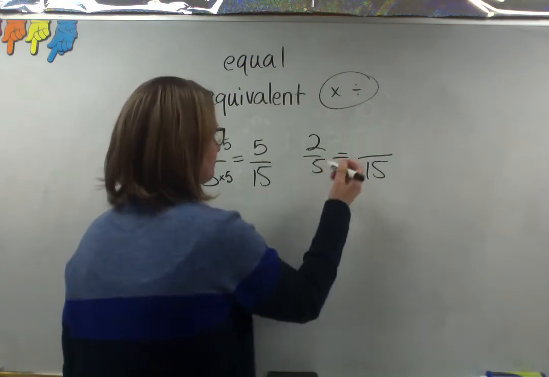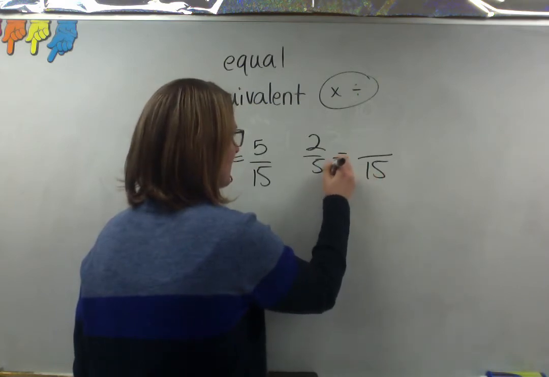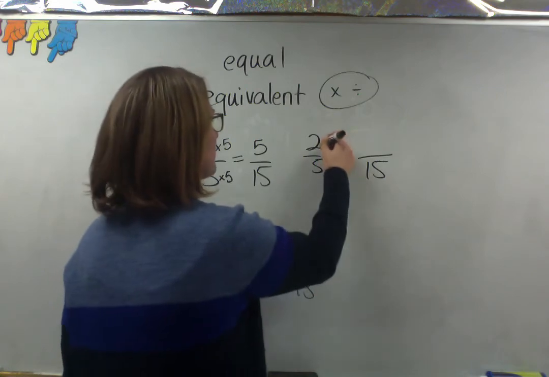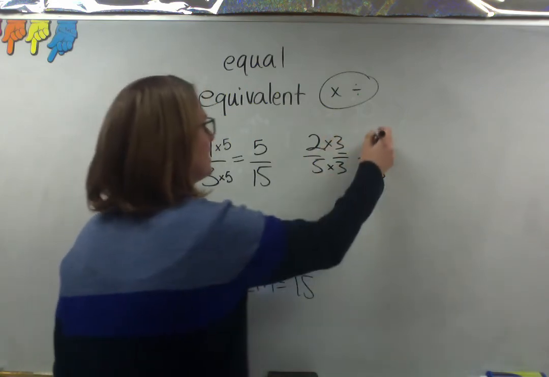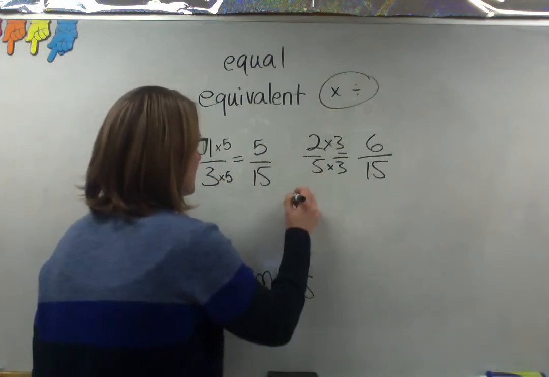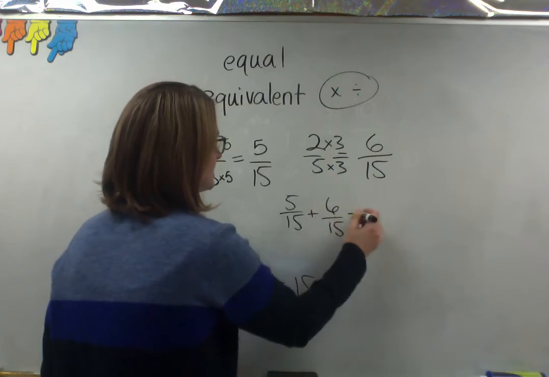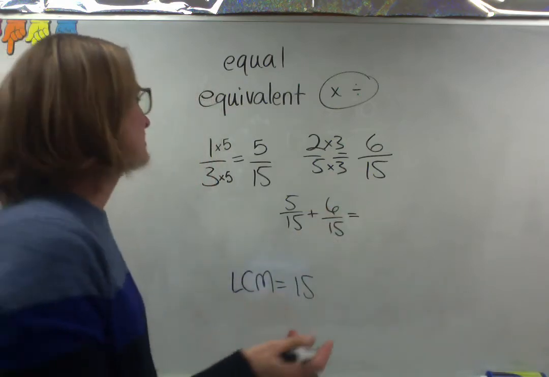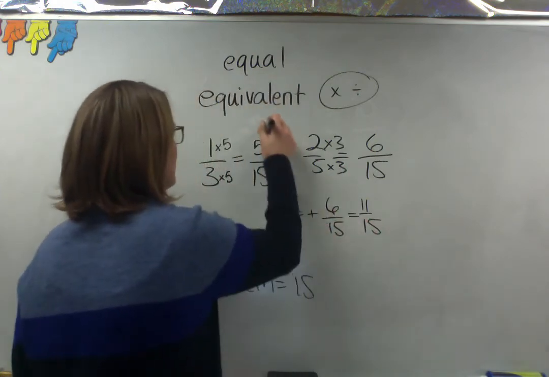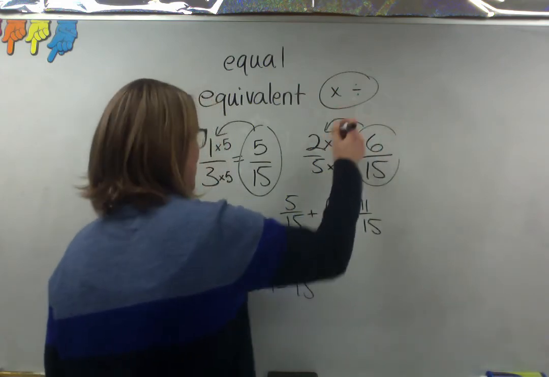But whatever we do to the bottom, we must do to the top. So over here, we would take our 5 times what equals 15? Well, 5 times 3 equals 15. If I multiply the bottom by 3, I must also multiply the top by 3, and I'm going to get 6/15ths. And then they can be added together, or they could be subtracted, so pay attention to your signs. We subtract fractions too, we just don't always add them. So you're going to get 11/15ths, okay?